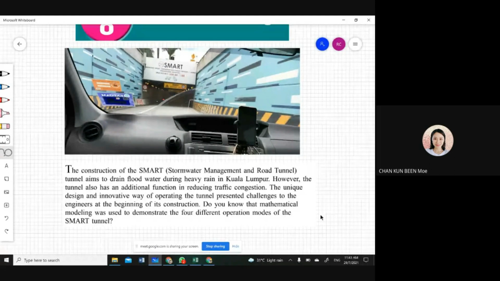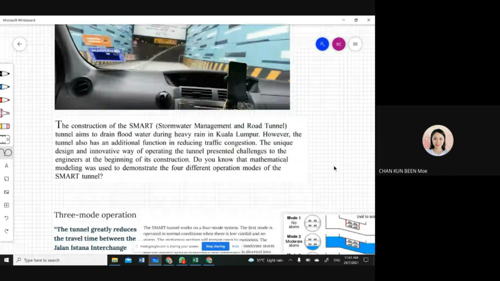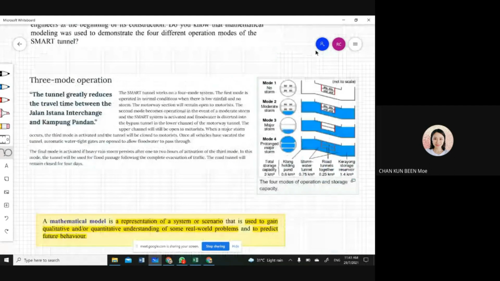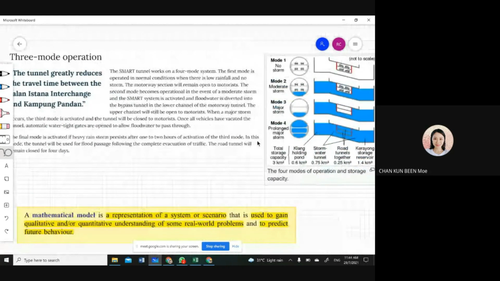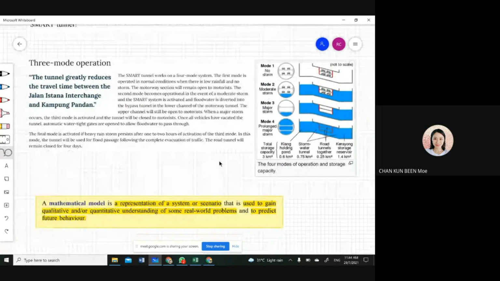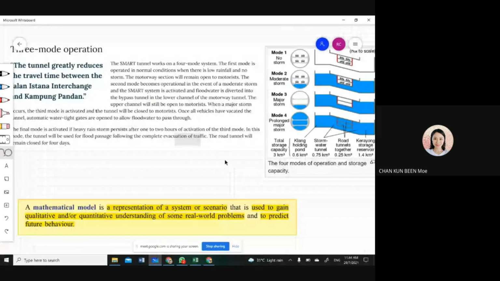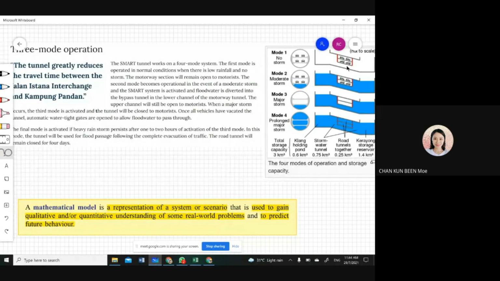Do you have any idea? The operation mode is like this. Okay, you can see the picture on the right over here. So mode 1, when there's no storm, the traffic can flow very well. Okay, so all the motor can just go along the tunnel. And then when it comes to the second mode over here, second mode is moderate storm.